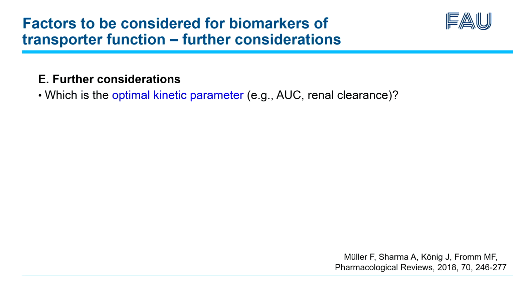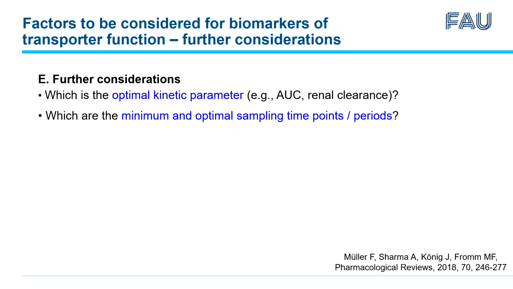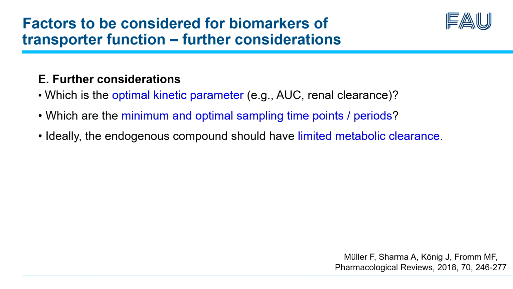And then thorough studies need to be done to decide what is the ideal endpoint pharmacokinetic parameter to be studied. Is it AUC? Is it a single plasma concentration time point? Is it renal clearance? We have to decide on that issue. We have to decide on the minimum and the optimum sampling strategies, sampling time points and periods.